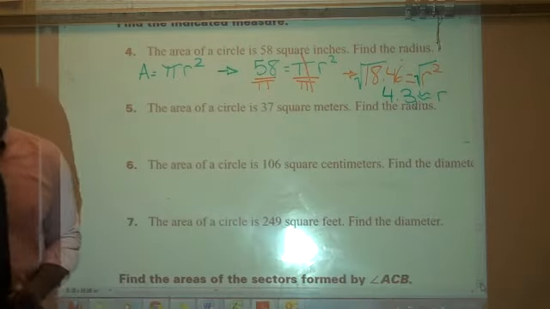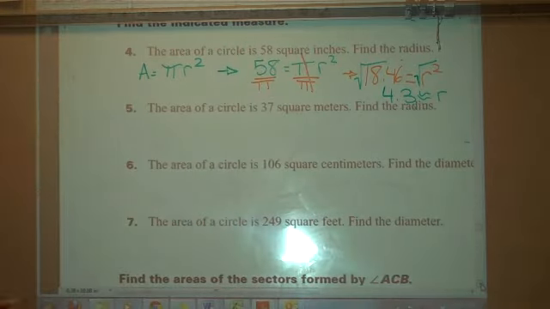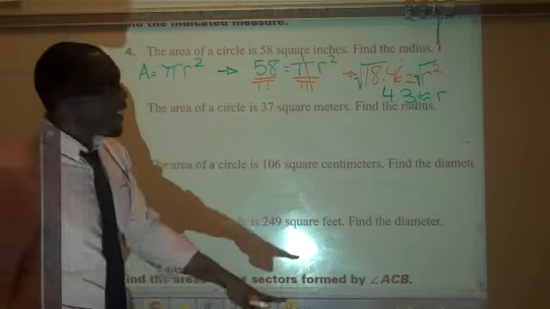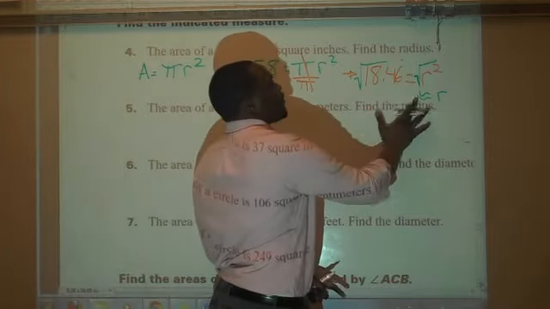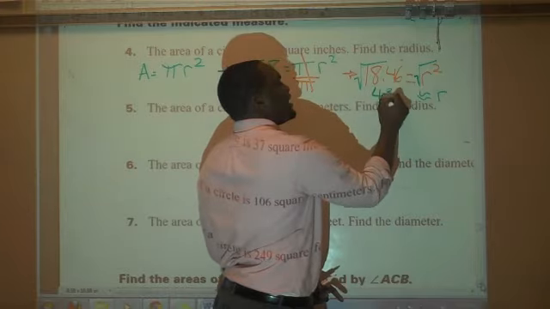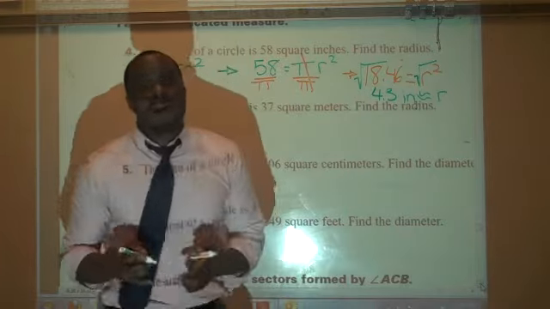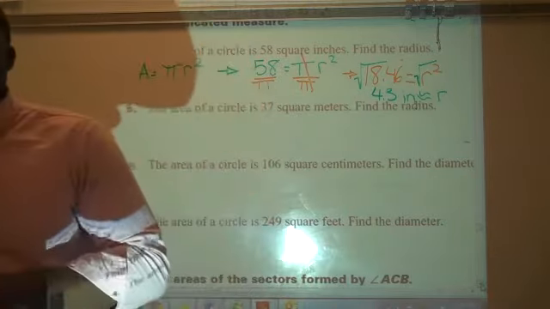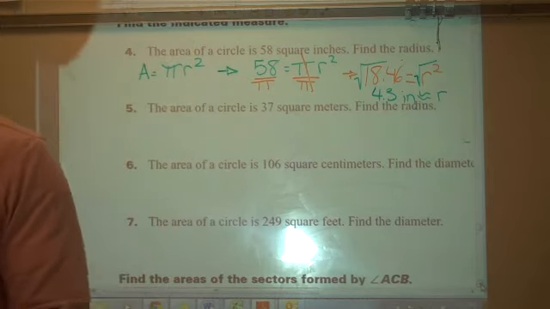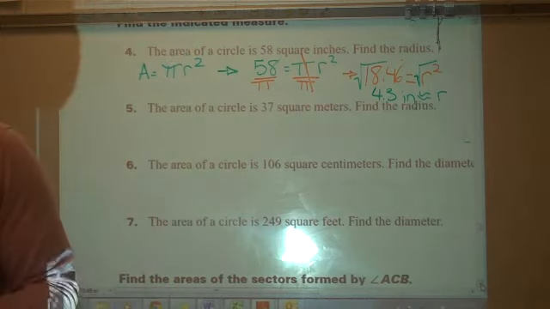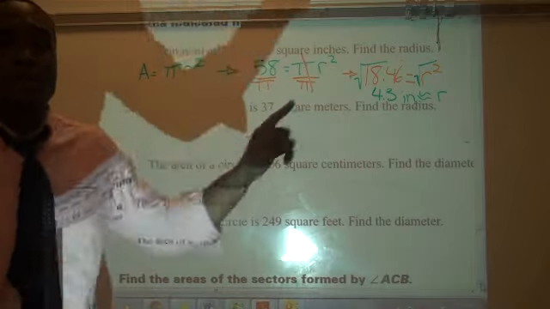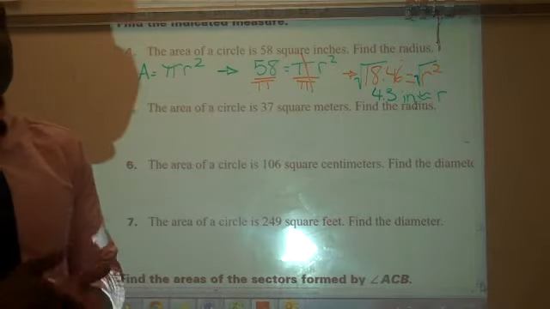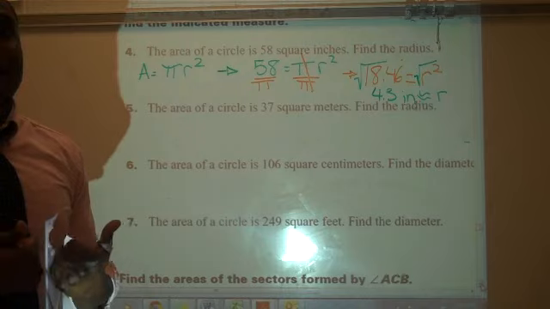But you know what? I messed up there. Let me put my units back on this 4.3. 4.3 inches is approximately equal to r. So I hope that helped. Use that same process for 5, 6, and 7. Know that for 6 and 7, they want to know the diameter. So once you find that radius, you're going to multiply it by what to get the diameter? You're going to multiply it by 2.